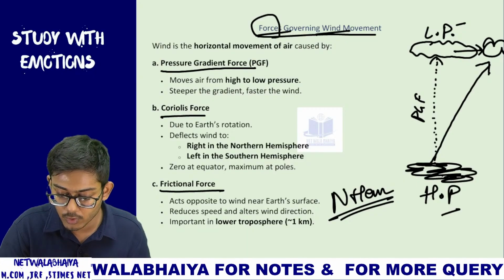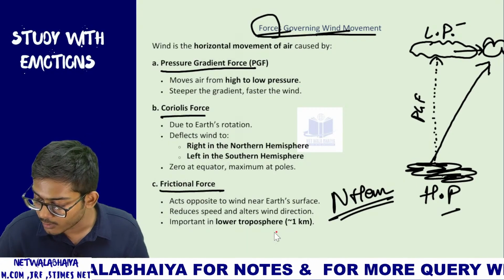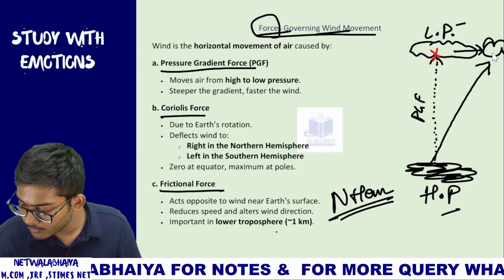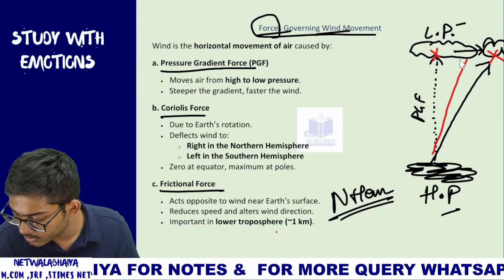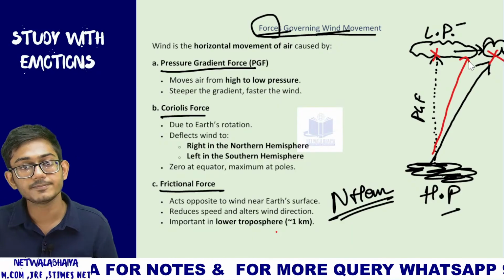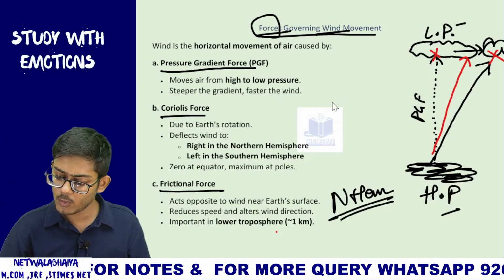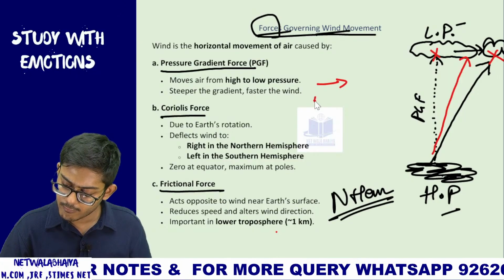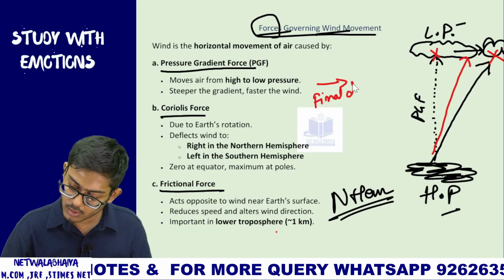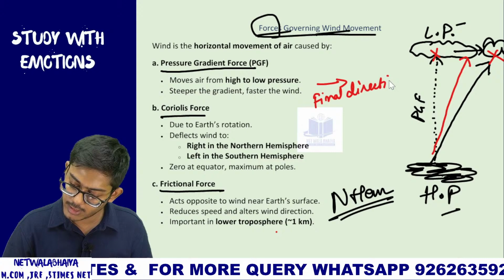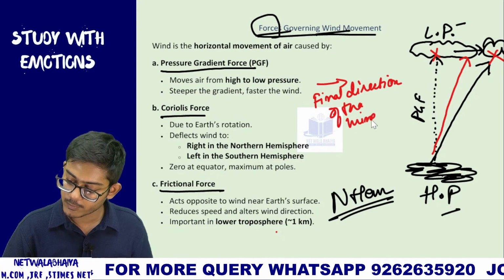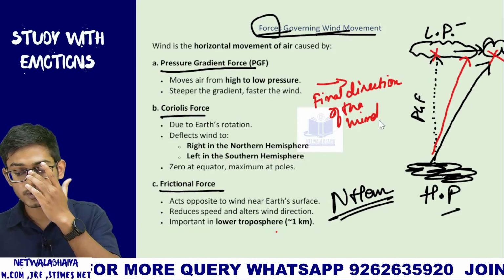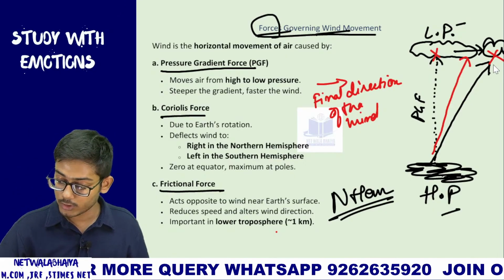So at the end what will happen is that the wind will neither go here, the wind will neither go here, the wind will actually go finally to this place. You understand? So this final one is the final direction of the wind. This is the final direction of the wind, okay. So the pressure gradient force was calling it towards low pressure.